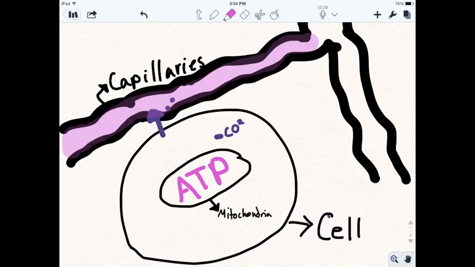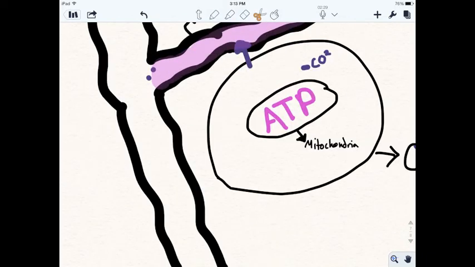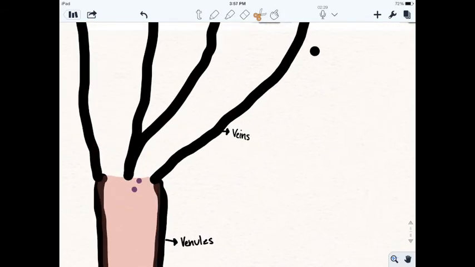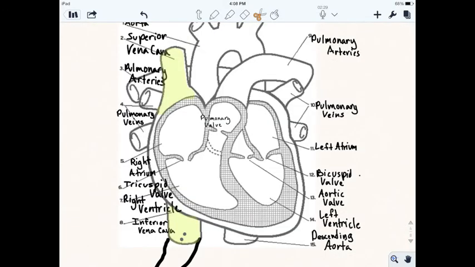To get the carbon dioxide out of the body, the capillaries absorb the carbon dioxide. From there, the capillaries come together to create venules. Those venules turn into veins, and those veins lead into the inferior and superior vena cavas. The inferior vena cava takes blood from the lower body, and the superior vena cava takes blood from the upper body. This blood goes into the right atrium.